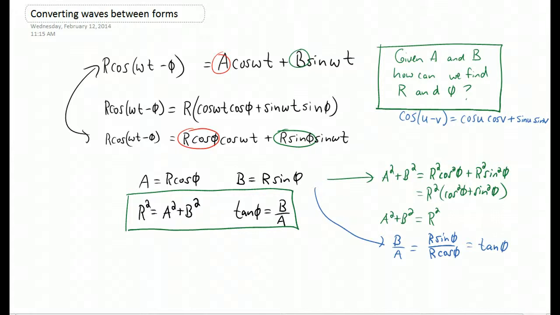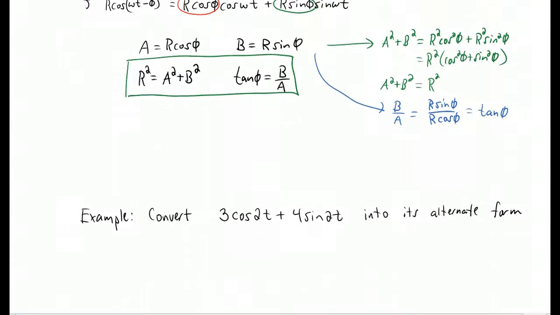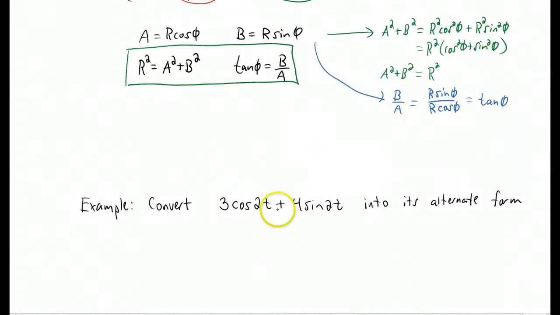Let's do a really easy example. We would like to convert 3 cosine 2t plus 4 sine 2t into its alternate form. You'll notice that the a value always goes with the cosine term, is 3 in this case, and the b value, which always goes with the sine term, is 4 in this case.